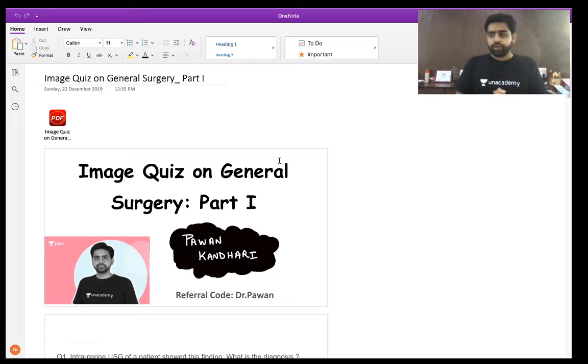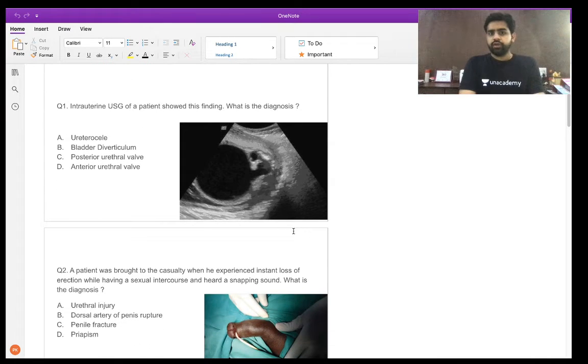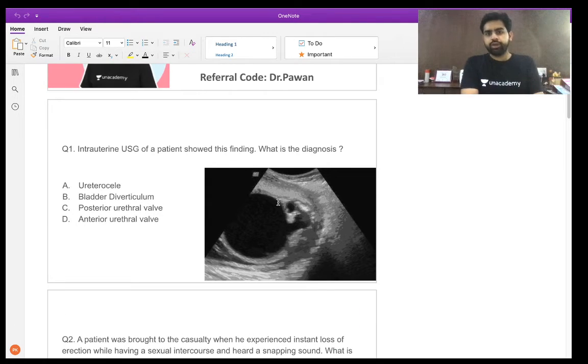Okay, so today we'll be talking about the image-based questions in general surgery. So let us start and begin with our first question. An intrauterine USG of a patient has been shown in this image, and what is the diagnosis? So can you tell me what is the diagnosis of this particular patient?